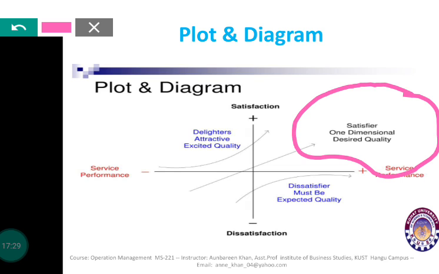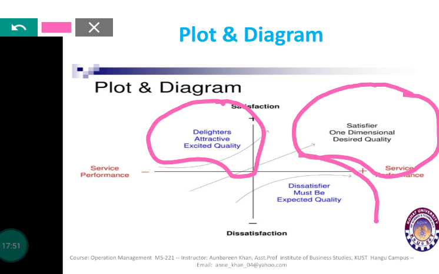In the second quadrant, that is related to the delighter, where the service performance is not good but the customer is satisfied, then it is shown in the second quadrant, that is called the delighters effect, excited quality. In the fourth quadrant, where there is dissatisfaction of the customer but the service performance is good, so the dissatisfier must be expected quality in the future.